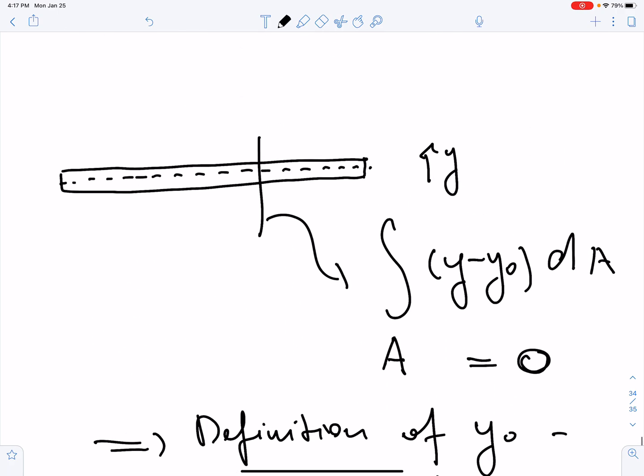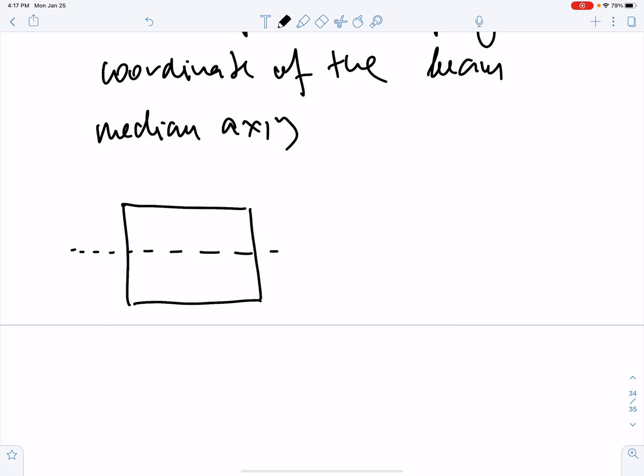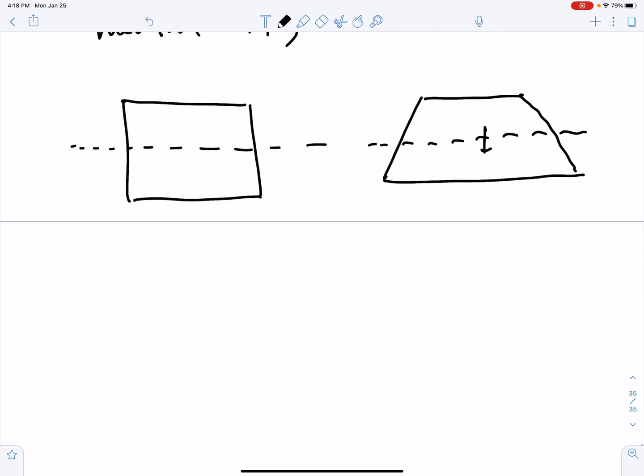Okay. And so if you can imagine, right, if you have something of rectangular cross section like this, the median axis will just respect this line of symmetry, right? I mean, if you have a beam cross section that looks like this, then you know, this guy will shift accordingly, right, toward the larger edge. Okay.